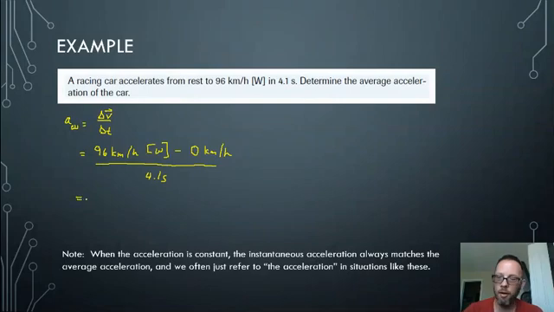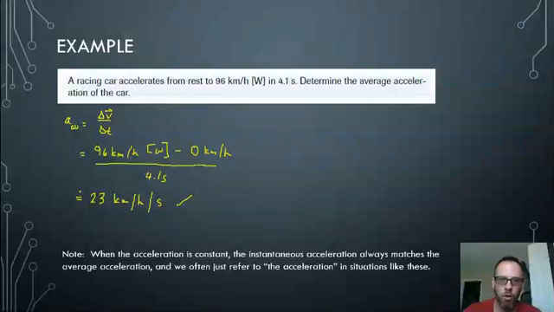So if we do the math here, it's basically 96 divided by 4.1, and that gives us about 23. Let's think of the units: kilometers per hour per second. That's totally fine. That's a legitimate way to express average acceleration. Now, we may want to have that in a more classic meters per second per second.